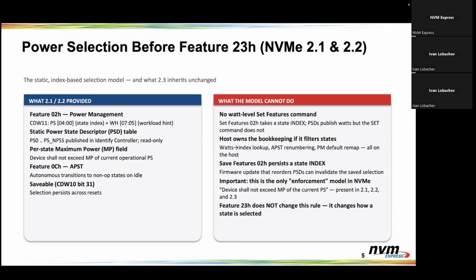That rule has been there since 2.1 and 2.2, and it's obviously unchanged in 2.3. So feature 23 hex does not technically add a new enforcement privilege. What it does is it changes the selection mechanism from index-based to watt-based without the extra steps on the host side. Now, it's important to keep the distinction in mind through the rest of this talk.